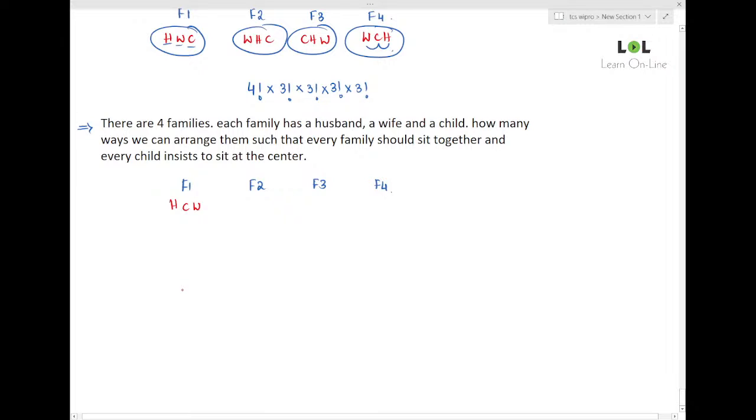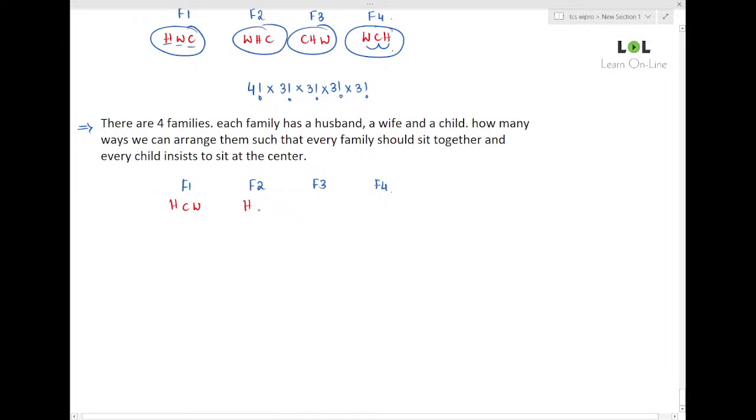What is the question? Same question, but this time every child wants to sit at the center only, between mother and father. There are 4 families. Each family has a husband, wife, and a child. How many ways can we arrange them such that every family sits together and every child insists on sitting at the center?